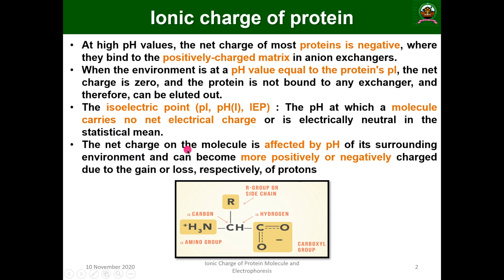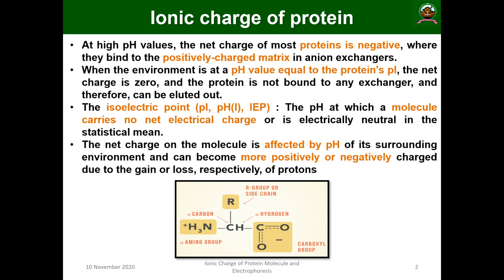The net charge on the molecule is affected by the pH of the surrounding environment and can become more positively or negatively charged due to the gain or loss of protons respectively. So the net charge of a molecule is affected by the pH of its surrounding medium, and it can become more positive or negative due to the gain or loss of a proton. This is the basics of ionic charge.